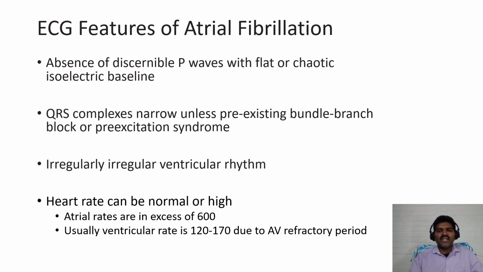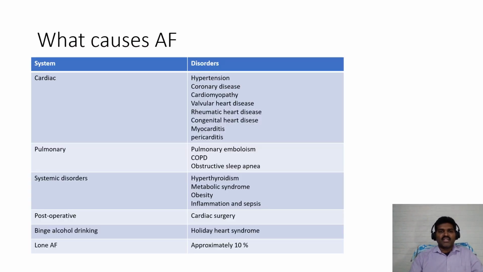So, what are the causes of AF? Let's go system-wise. The most common site as cause of atrial fibrillation is the cardiac system. Disorders like prolonged hypertension, especially when it is not controlled adequately, or the drugs used for controlling hypertension can lead to AF. Coronary diseases, cardiomyopathies, valvular heart disease, rheumatic heart disease, congenital heart disease, myocarditis, pericarditis, anything can cause AF.